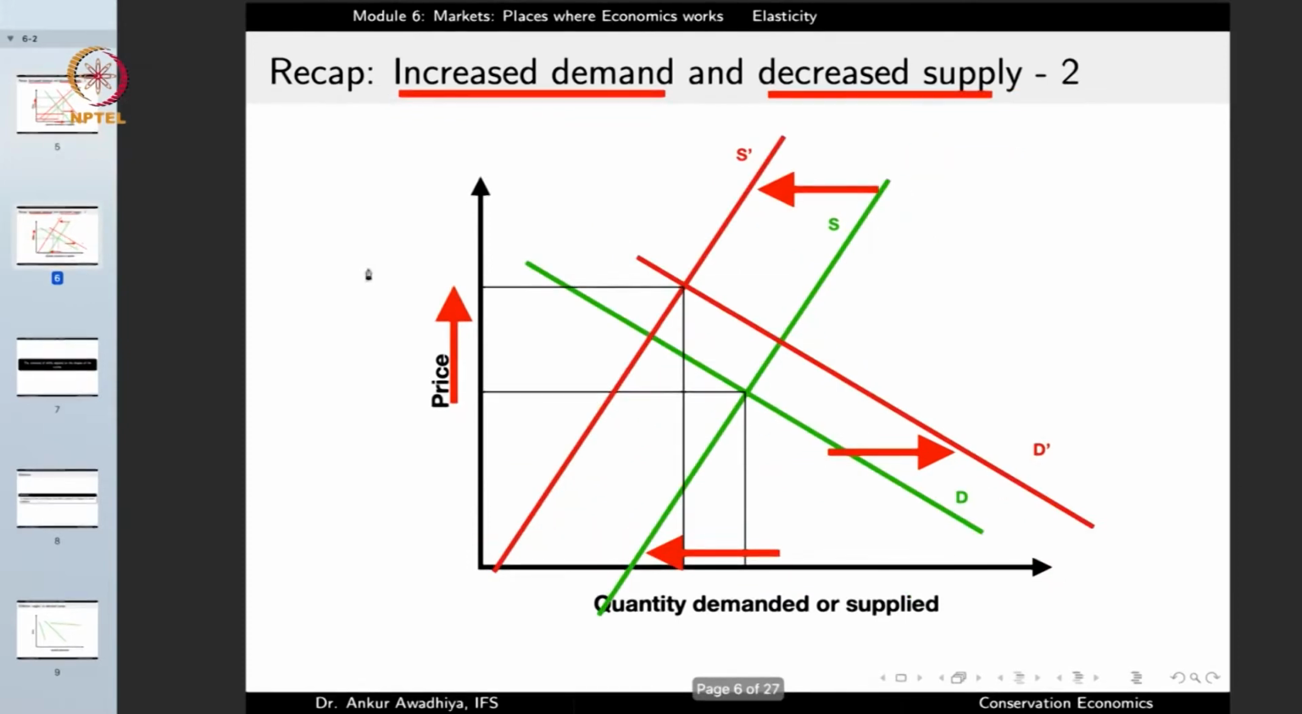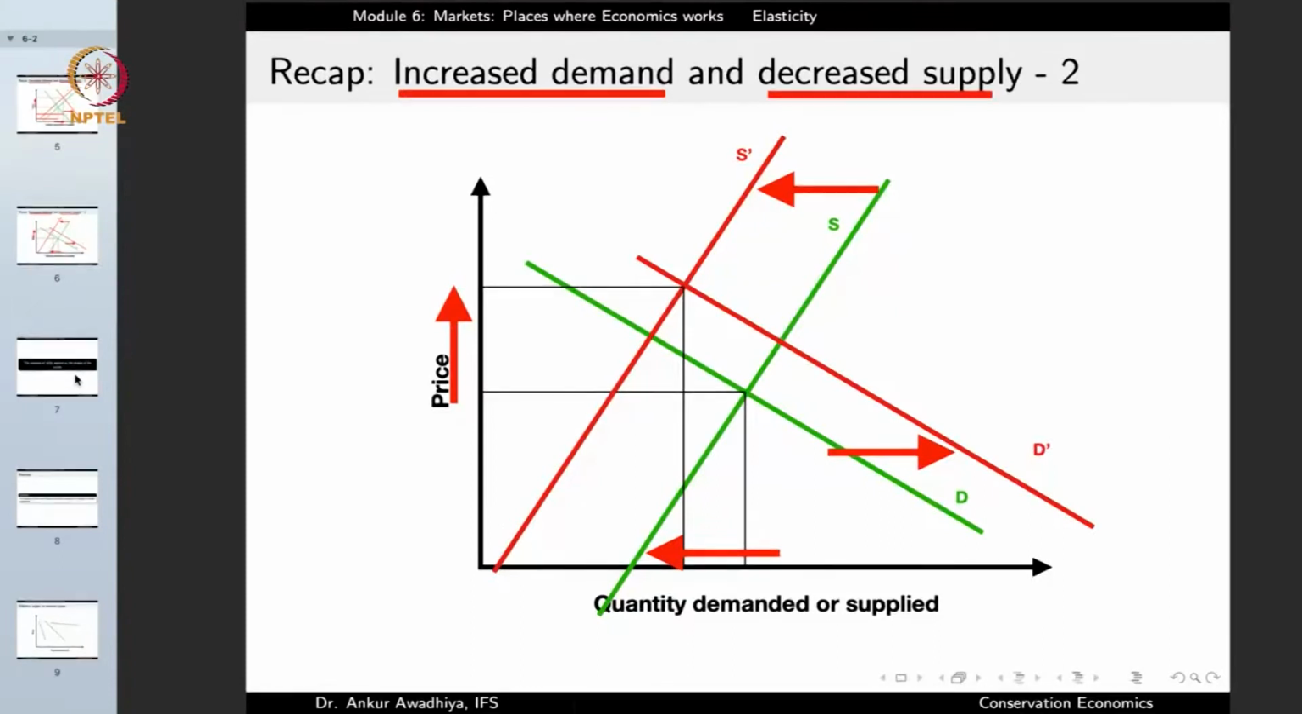Whereas here there is an increase in price, but there is a decrease in the quantity that is demanded or supplied. So what we are observing here is that in the case of an increased demand and decreased supply, there will always be an increase in price, but the equilibrium quantity that is demanded or supplied may increase or may decrease. Now the question here is, in what circumstances would these equilibrium quantities increase and in what circumstances would they decrease? What are the factors that govern that?